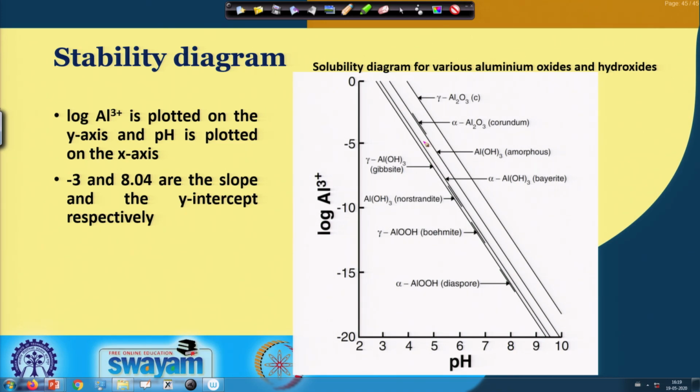And from there we can see the solubility. This is called the solubility diagram of various aluminum oxides and hydroxides, and we can see the solubility of different minerals like corundum, amorphous Al(OH)3, bayerite, gibbsite, nordstrandite, and then boehmite and diaspore and all this. Okay. So, this is called the stability diagram.